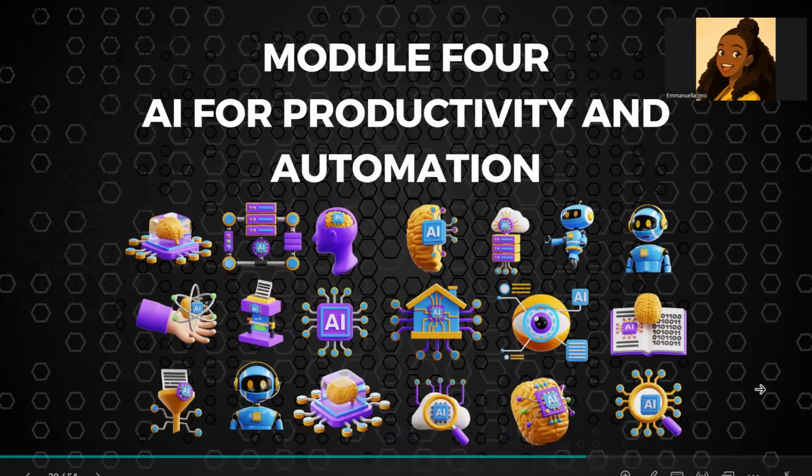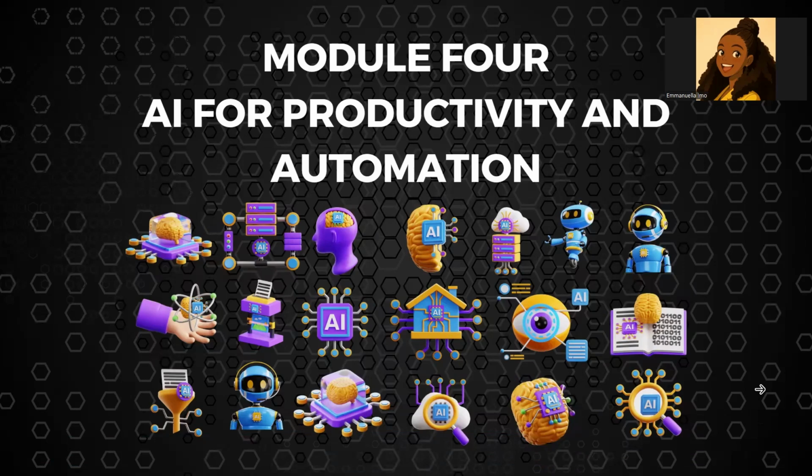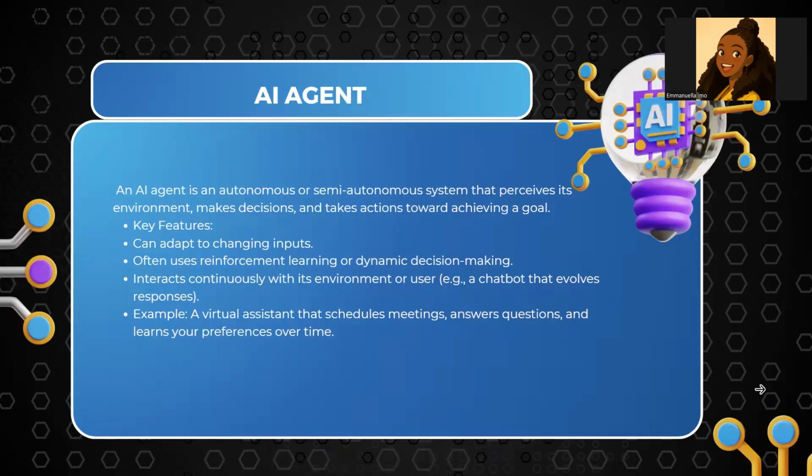Welcome to Module 4. We're looking at AI for productivity and also automation. Before we go straight into the tools, as usual, it is important to know that there is a difference between an AI agent and AI automation. So an AI agent is an autonomous or semi-autonomous system that perceives its environment, makes decisions, and takes action, and basically is taking action towards achieving a goal that you've told it to, and it can adapt to changing inputs.